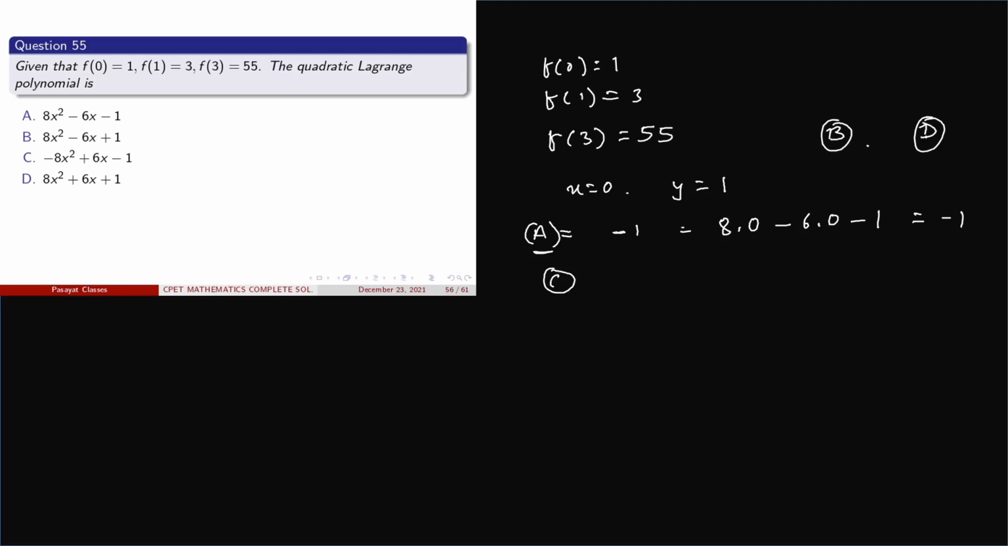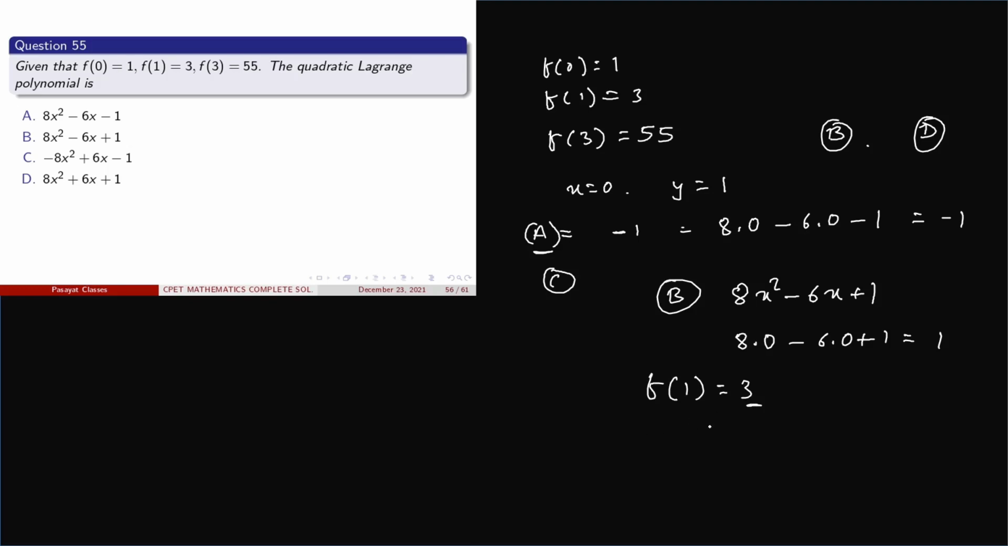Now check option B. So here 8x square minus 6x plus 1. So in place of x is equal to 0, we get 8 into 0 minus 6 into 0 plus 1. This gives 1. So f of 0 is equal to 1. This one is true. Now we have to put f of 1 is equal to 3 and check whether f of 1 gives 3 or not.